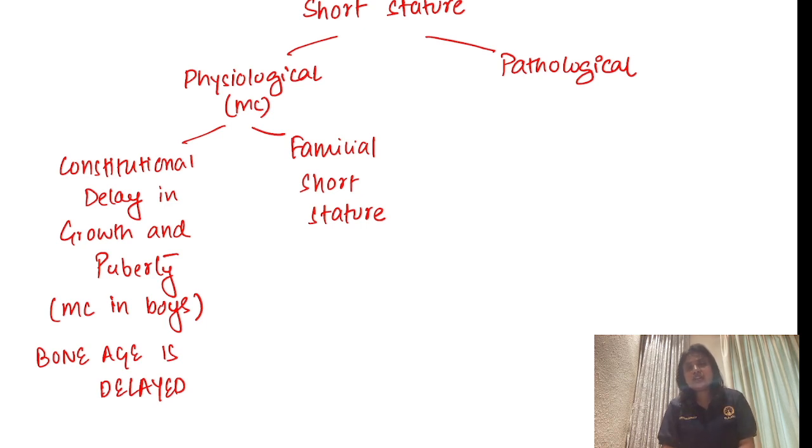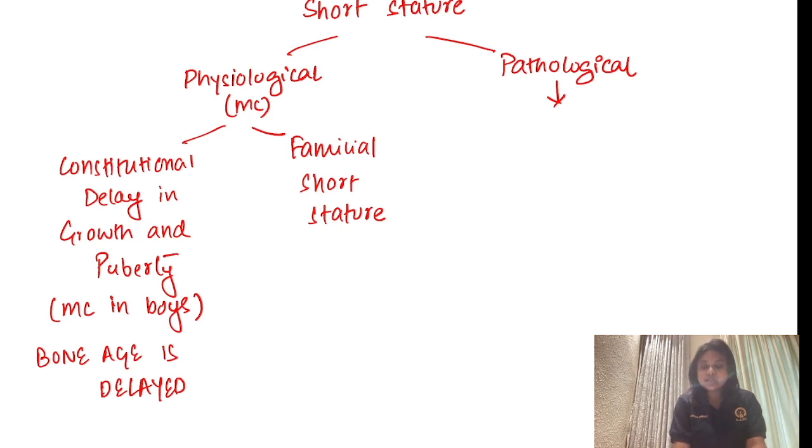But in constitutional delay in growth and puberty, only the bone age is delayed, which is compensated after the child attains puberty. So the height age is better in constitutional delay in growth and puberty as compared to familial short stature. Now coming to pathological short stature, I already told you the most common cause is protein energy malnutrition.